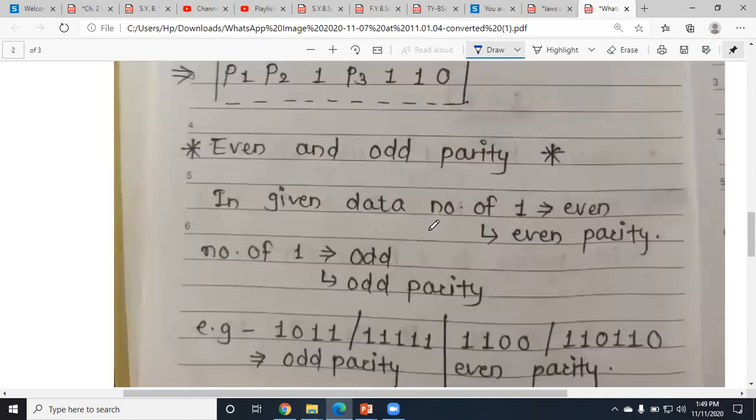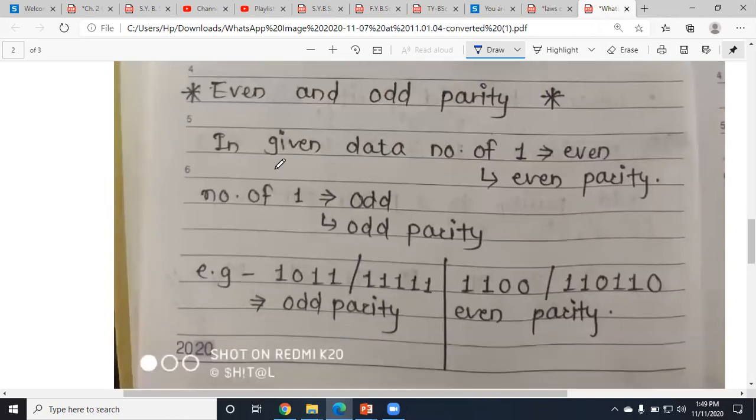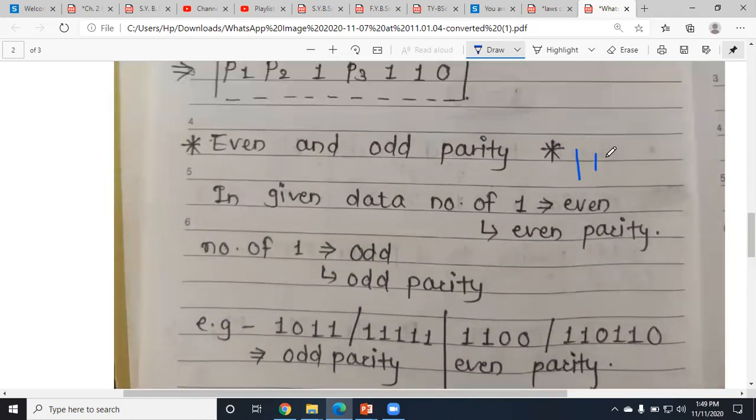Now, next comes the concept of even and odd parity. Are you familiar with even and odd parity? Okay, I'll quickly revise it. In the given data, if the number of 1s is even, suppose we have the data 1111 0, how many 1s are there? Four. 4 is an even number, and that is why the parity of this is even. If the number of 1s is odd, then the parity is odd.